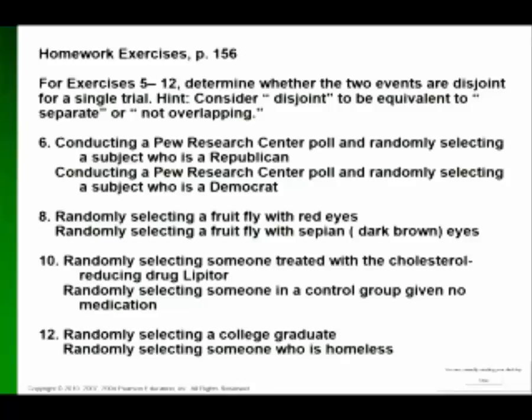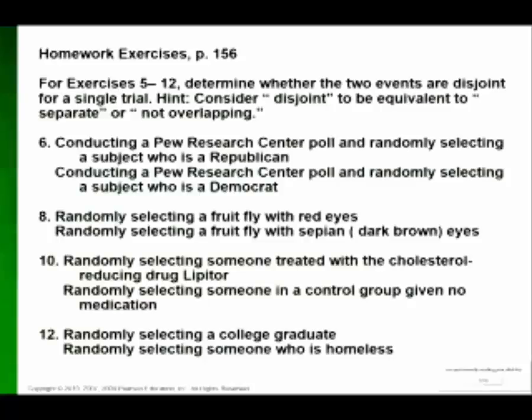Number 10, randomly selecting someone treated with Lipitor and finding out that same person is in the control group and taking no medicine. Can that be the same person? No, it can't. So, joint or disjoint? Disjoint. And number 12, randomly selecting a college graduate and finding out that person's also homeless. That could happen. It's very unfortunate, very sad. But does that mean those two events are disjoint or not disjoint? Not disjoint, because it is possible for one person to be in both groups. There could be some overlap there.